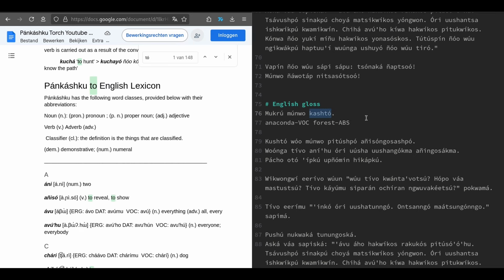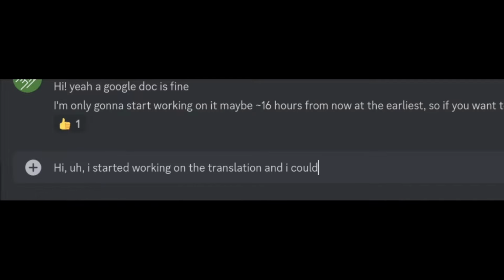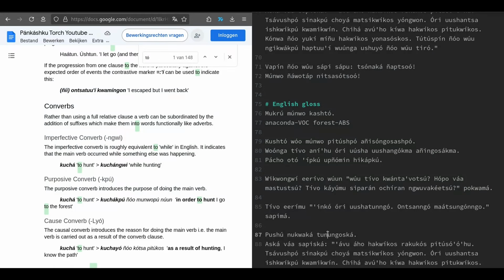Okay, so I looked through the whole document. I could not find what the heck kashto is. So I think I'm gonna go ask Jake to see if maybe they forgot to put it in the document, or maybe I am just blind. I guess let's continue working on the translation.